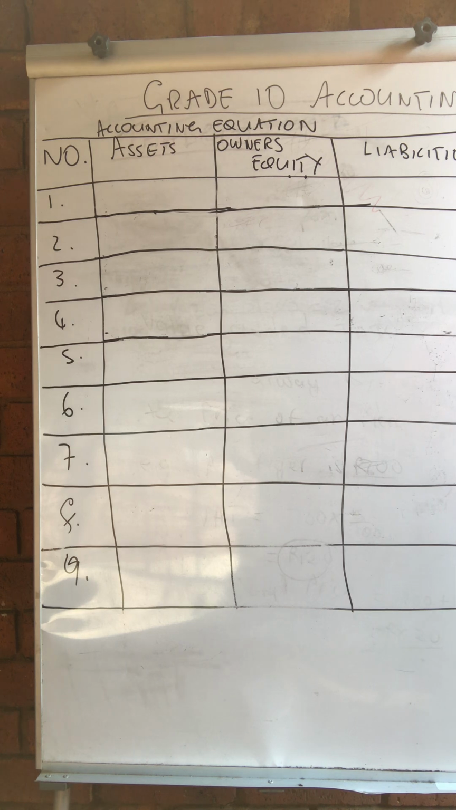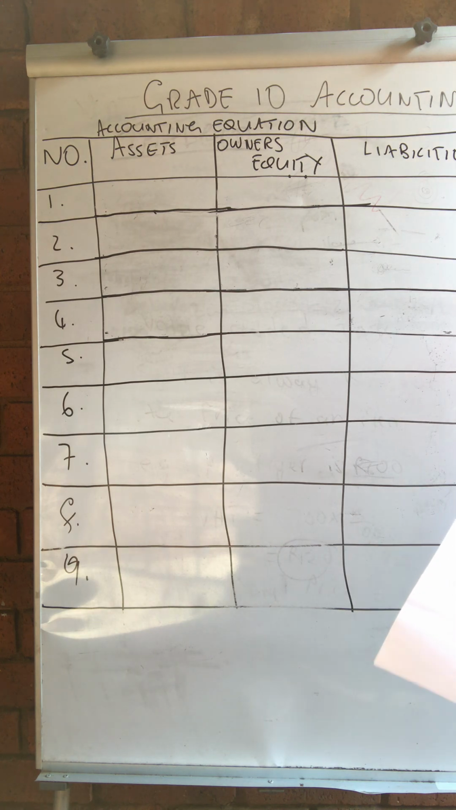Okay. Also, there's a couple of components that affect our owner's equity. Our owner's equity is increased by capital. It is also increased by our income. It is further decreased by our drawings that are made by the owner, and it is also decreased by expenses. Right. With that said, let's go to our transactions.